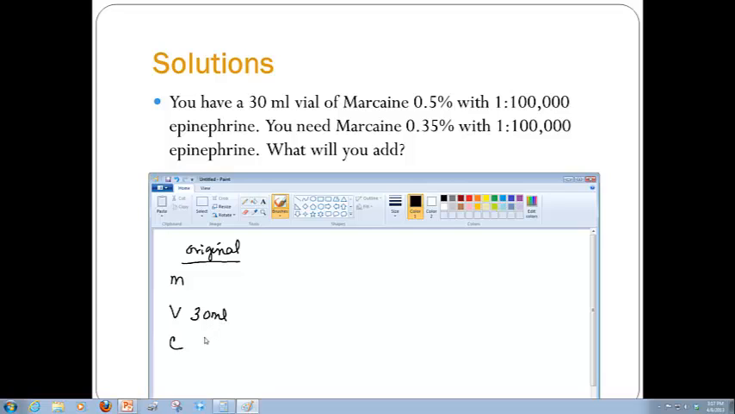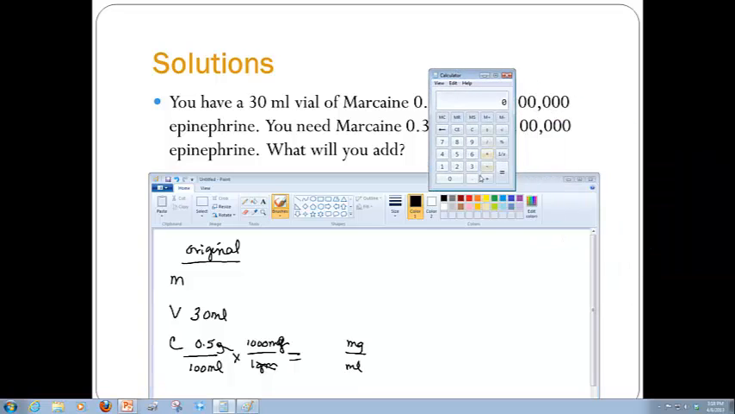We know that the concentration of Marcaine is 0.5 grams in every 100 milliliters. We learned previously what that percent sign means. Now you could work with grams all the way through this problem, but I have a tendency to like to work in milligrams, so I'm just going to do one extra little conversion here. I know that there are 1,000 milligrams in every gram. That leaves me with milligrams in the numerator and milliliters in the denominator.